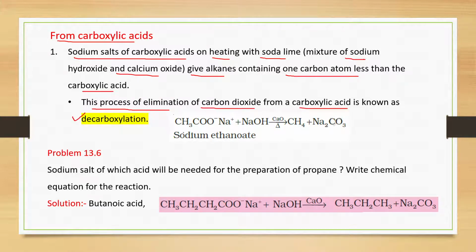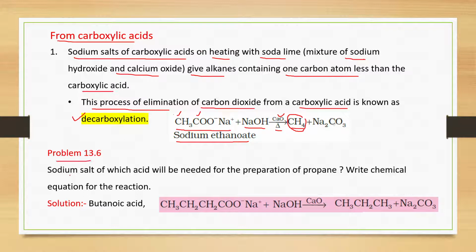Take one example. This is the sodium salt of ethanoic acid and this is known as sodium ethanoate. In common names, this is known as sodium acetate. When this reacts with the soda lime, that is NaOH and CaO, when this is heated, we will get the methane. Now just compare the number of carbon atoms. प्रोडक्ट के अंदर एक कार्बन एटम है और रिएक्टेंट में आपने जो सोडियम साल्ट लिया कार्बोक्सिलिक एसिड का, इसके अंदर दो कार्बन एटम आ रहे हैं. ओके, तो जो प्रोडक्ट बन रहा है उसके अंदर एक कार्बन एटम लेस है.